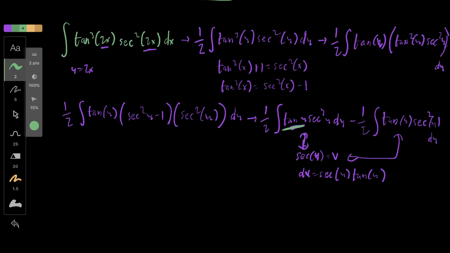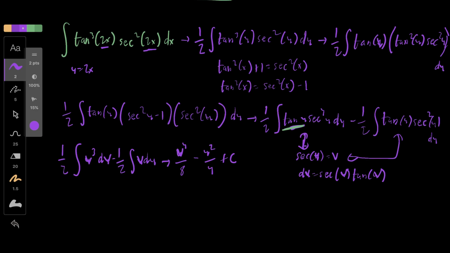There we go. So what we're going to do is take out one power of secant and do our substitutions. So we're going to get 1 by 2 integral of secant cubed, so v cubed dv, minus 1 by 2 integral of just v dv. Now doing that gives us v to the 4th by 8 minus v squared by 4 plus c. Sorry, all of this needs to be v as we were plugging in v earlier.